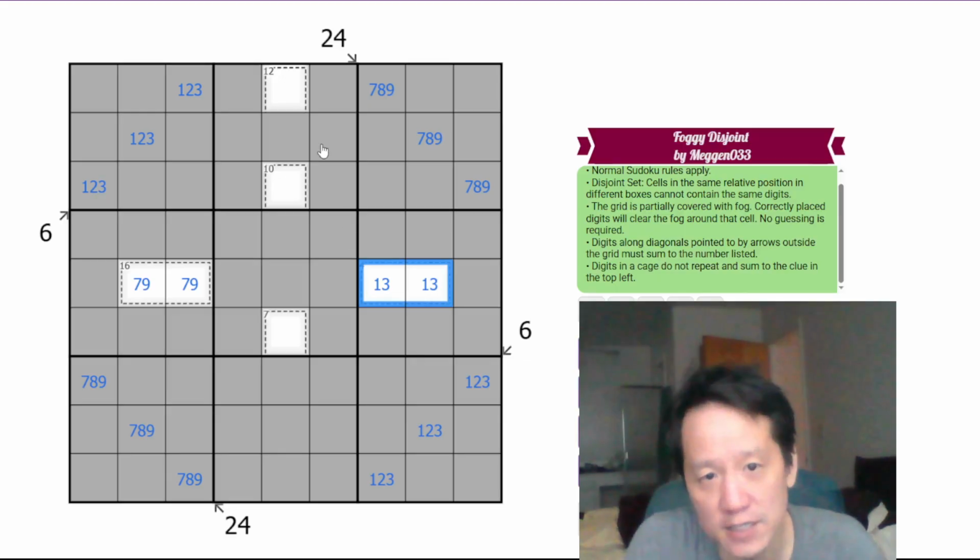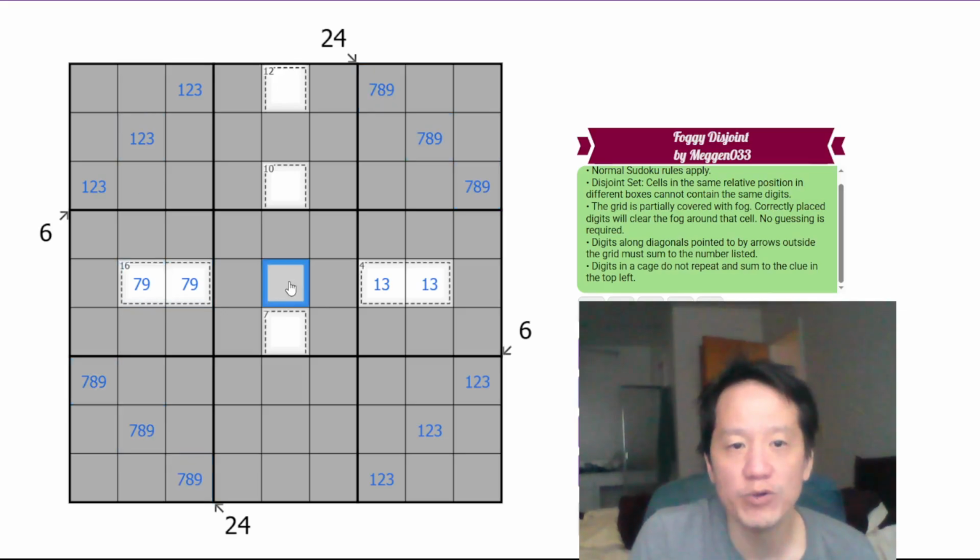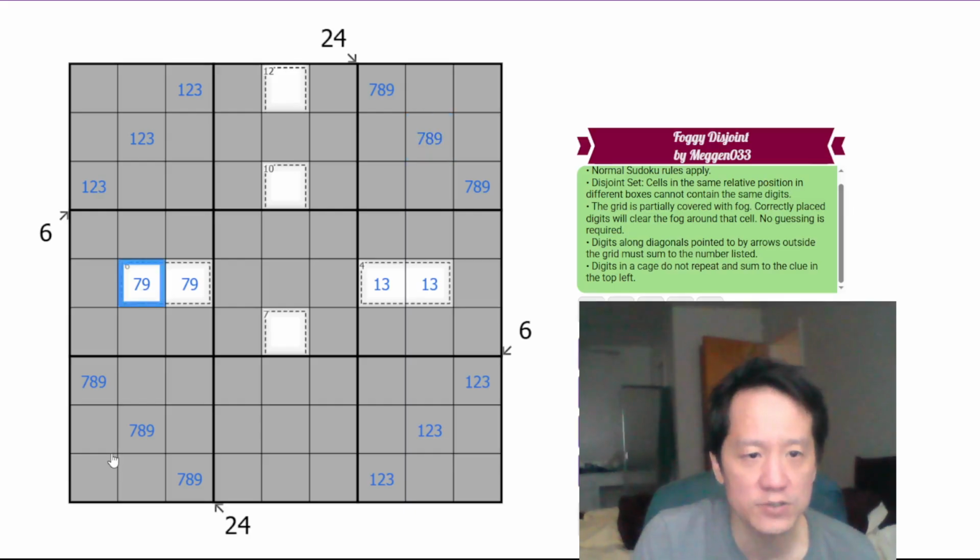What that does tell us, if you look at the center cells of every box, we now have a 1, 2, 3 triplet, right? This can only be 1, 2, or 3. This can only be 1 or 3. This can only be 1, 2, or 3. We also have a 7, 8, 9 triplet, right? This is only 7, 8, or 9. This is only 7 or 9. And this is only 7, 8, or 9.